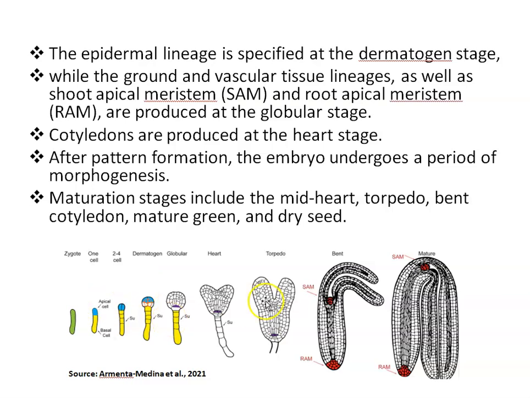You can see here the different stages of embryo development: zygote, then 2 cell stage with apical and basal cell, 2 to 4 cells, and dermatogen. This is the dermatogen stage.